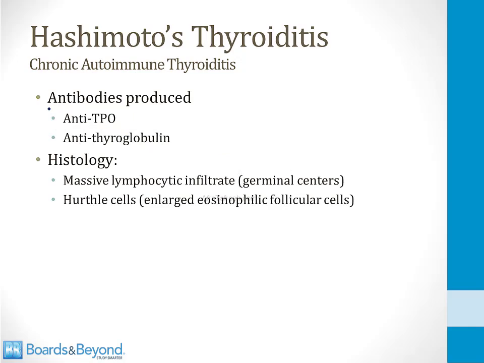The stimulation of B cells leads to the production of antibodies. They're not involved in the pathophysiology of the disease, but you can measure their levels in the serum for diagnosis. So you can find antibodies to TPO and thyroglobulin in patients with Hashimoto's.